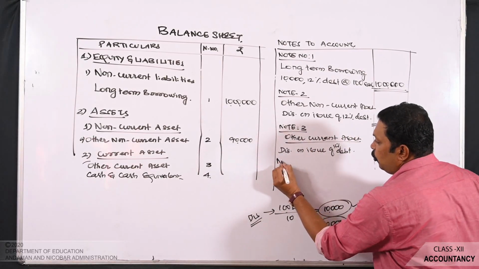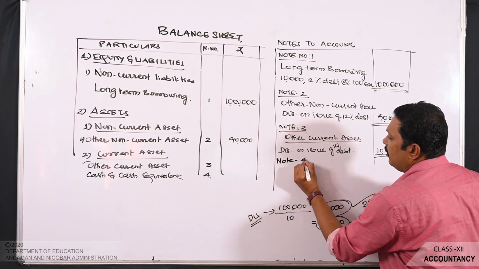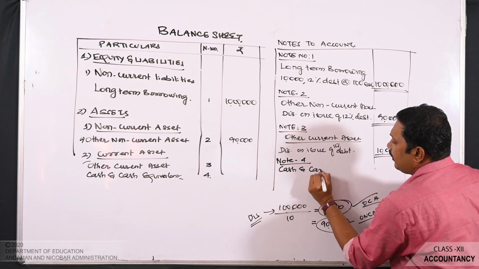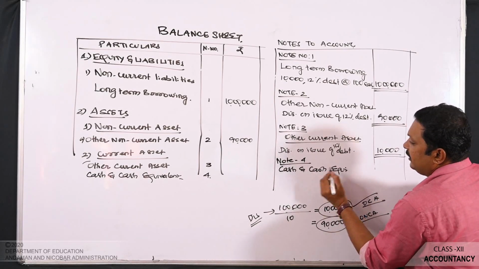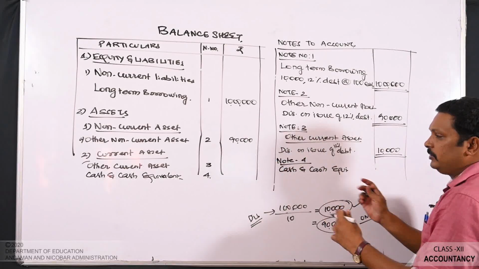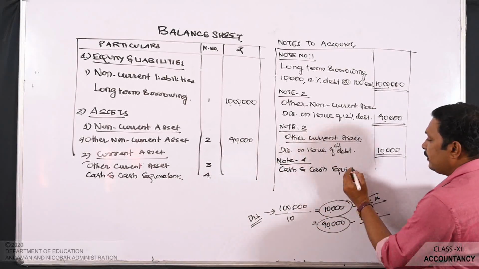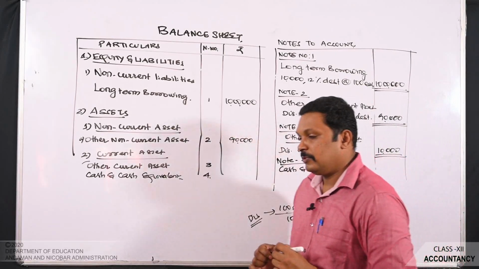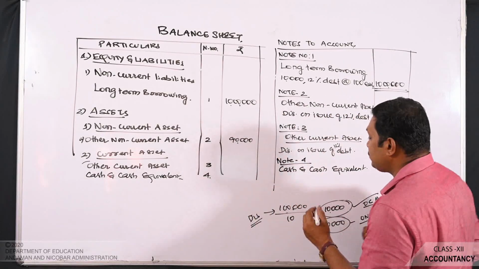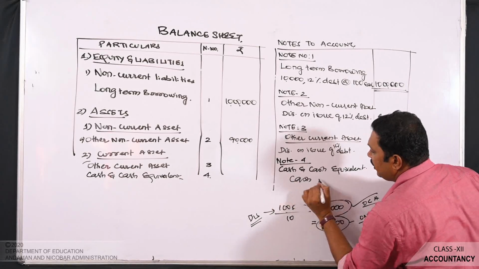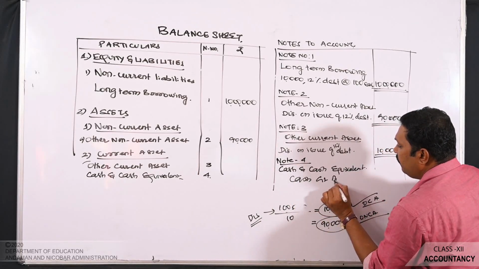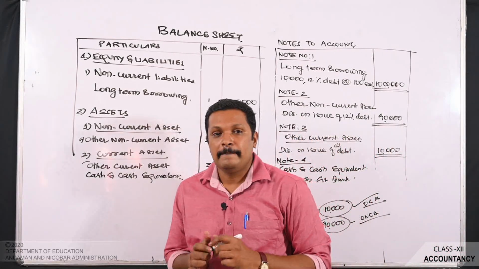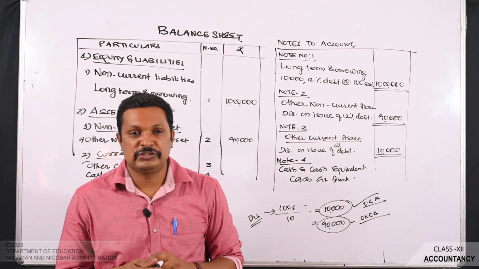Now the next one is note number 4. Note number 4, that is cash and cash equivalent. Actually it will appear here as 3 and 4. Actually in practice we just do it. Cash equivalent. How much cash equivalent? That is cash at bank. How can we know that amount? We already passed entries, no? What is the entry we passed? Bank account debit to debenture application in the previous one.